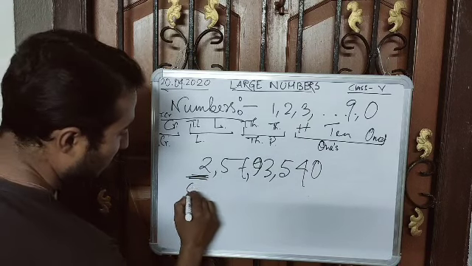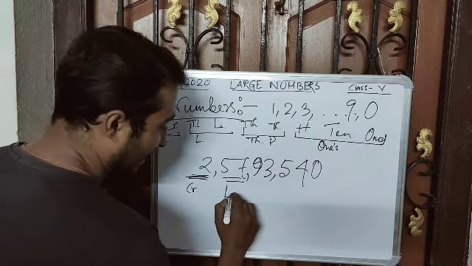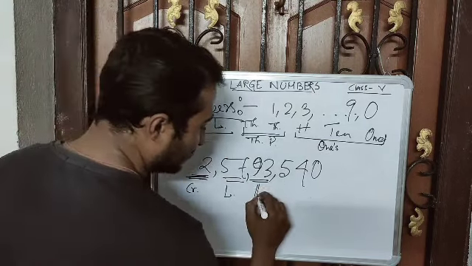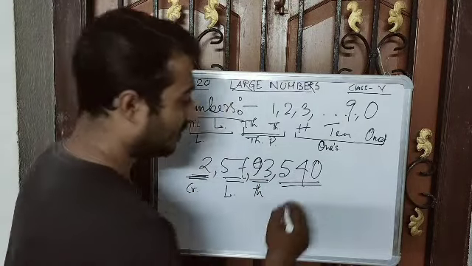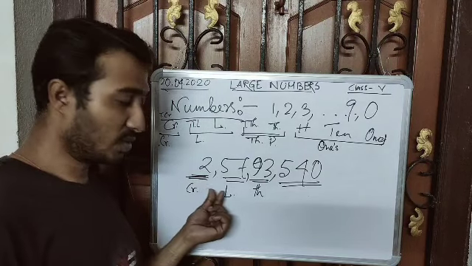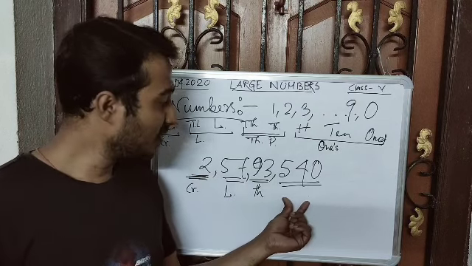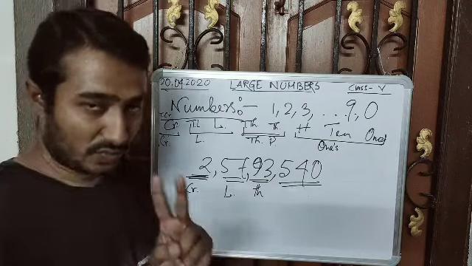So now we can easily say this is crores period. So that is 2 crore. This is lakhs period, so 57 lakhs. This is the thousands period, so 93,000. And the remaining is 540. So we say the number this way: 2 crore, 57 lakh, 93,540.